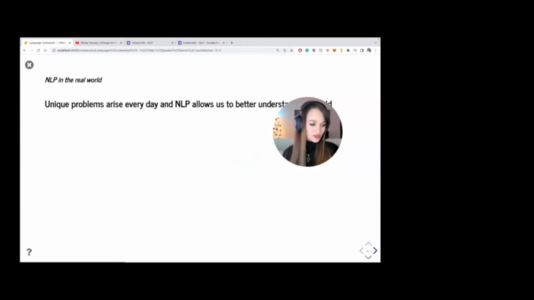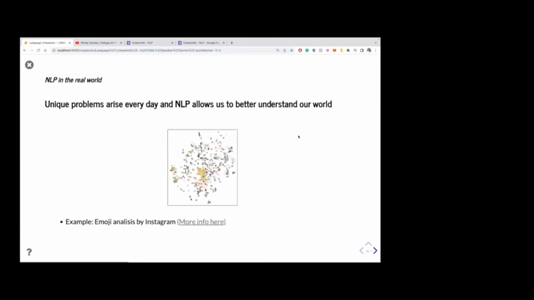Of course, you are probably going to think about other examples. These are just a few, but this next one in particular I like because it's about how we can understand the world better. New things that arise, we can understand them better through NLP. So this is an emoji analysis by Instagram. The analysis is a little bit outdated.